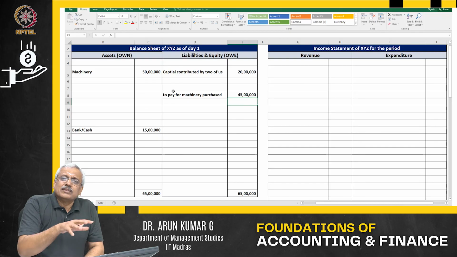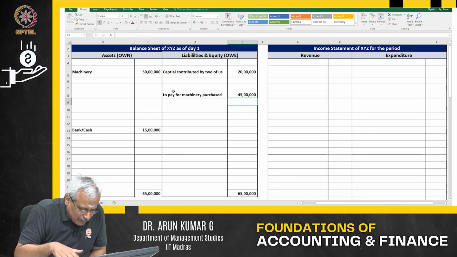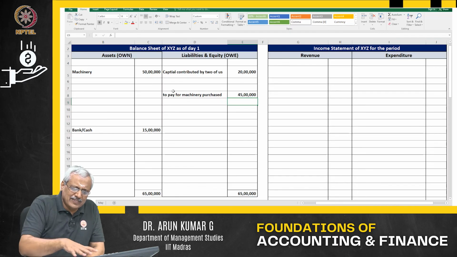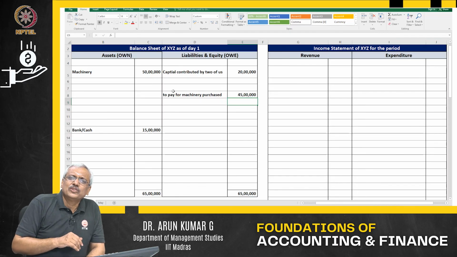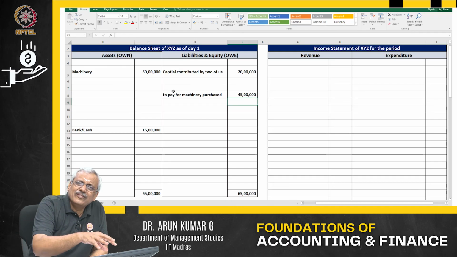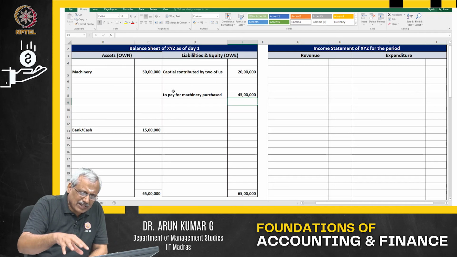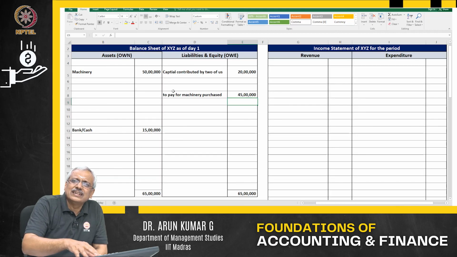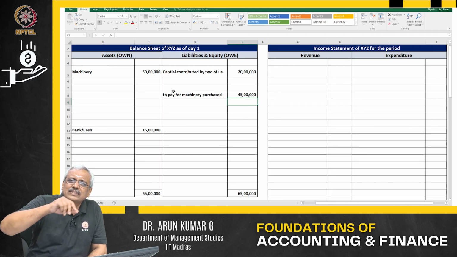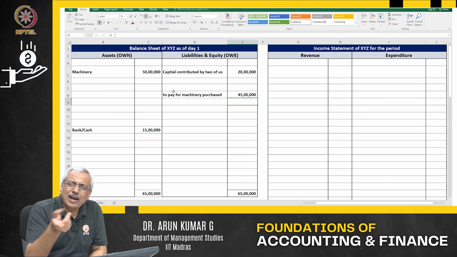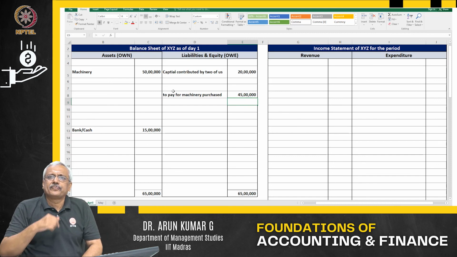So what is happening? In the balance sheet, you will say, look at the total of the balance sheet, assets are 65 lakhs and liability 65 lakhs, liability plus equity, let us not worry about all that. Yes. So what is happening? Every transaction that has happened is finding a place in the balance sheet. I want to take one more transaction.